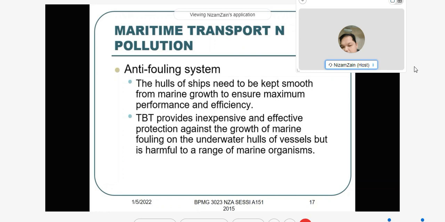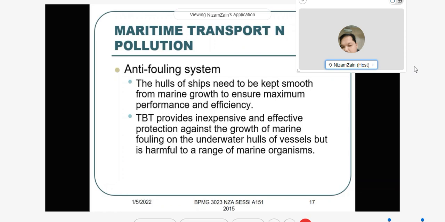They use more energy to move the ships to maintain the speed, and it's also less efficient for the ship. When more energy is used, it is less efficient. Why? Because it incurs more cost, right? So that's why you seldom see big cargo ships with much marine growth on the hull, because they keep on always clearing the growth.